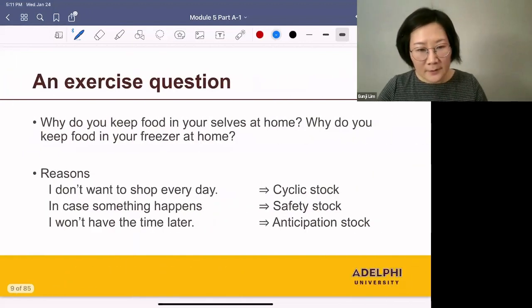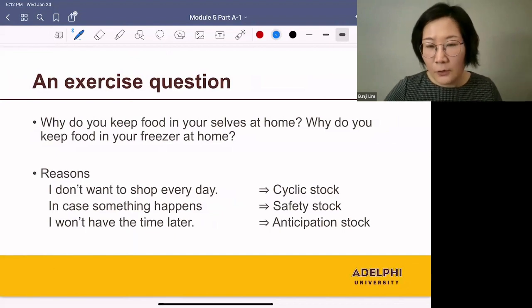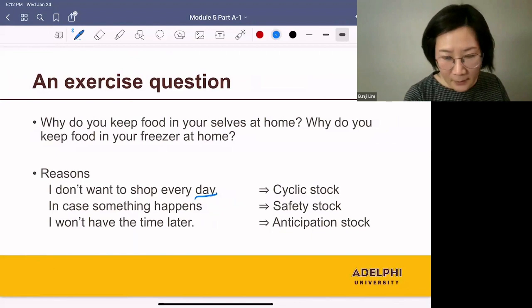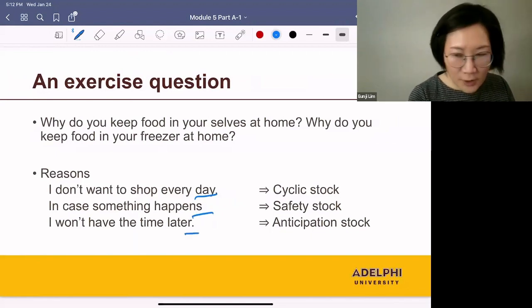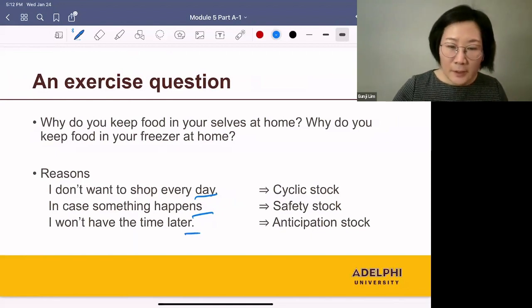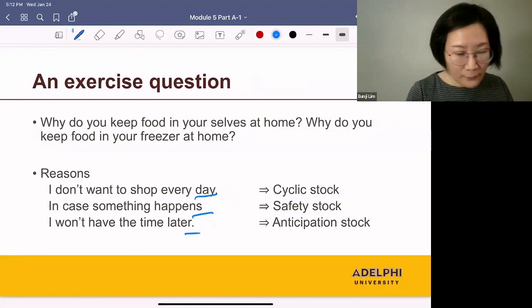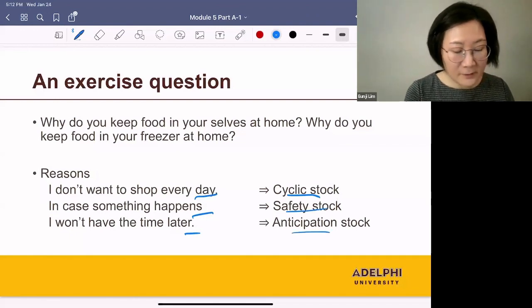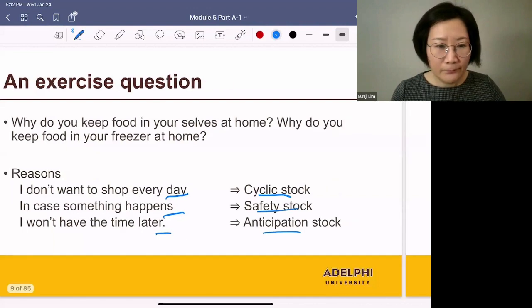Here are some common answers. First, I don't want to shop every day. Or I want to keep extra food in case something happens. Or I know I won't have the time to do shopping later. Each of these reasons will create a different type of stock. The first one will generate cyclic stock. The second one, safety stock. And the third one, anticipation stock. Let's talk about them in more detail.